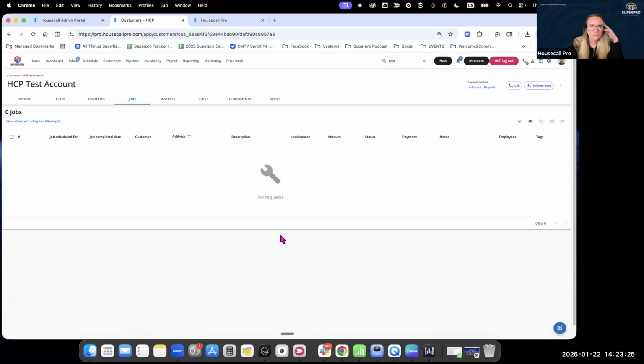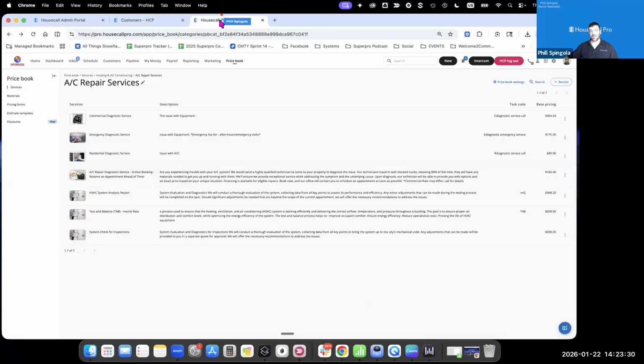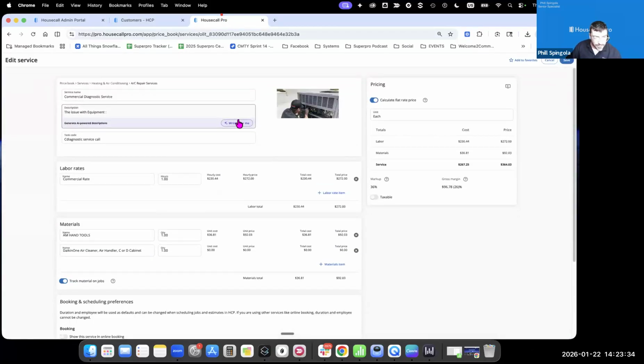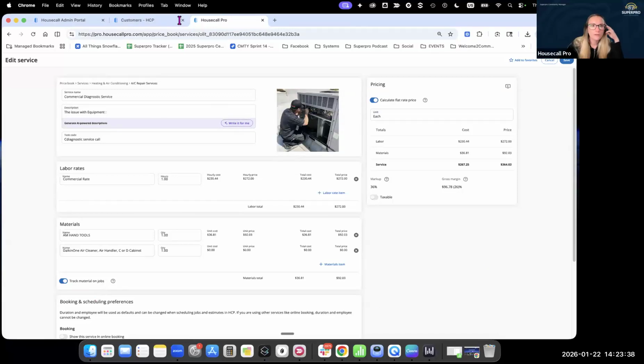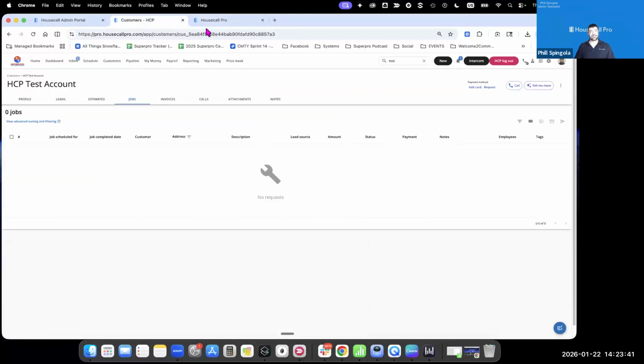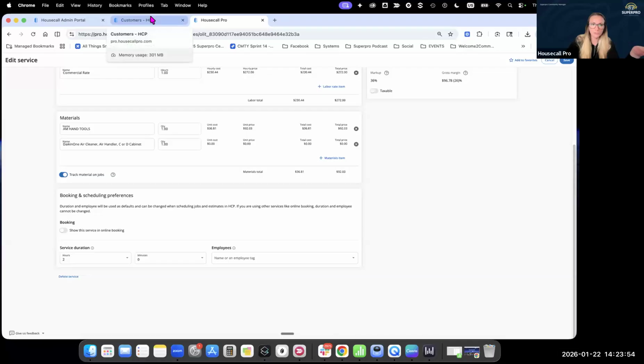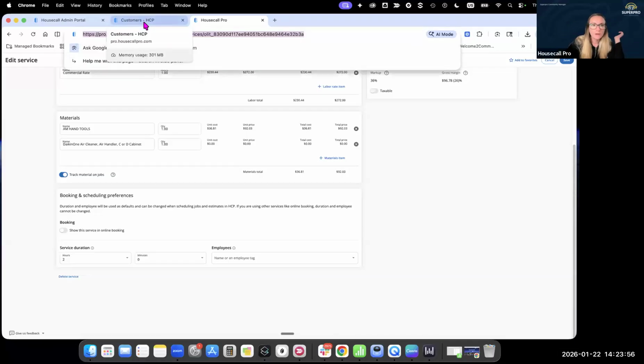Actually, before you do that, can we go back? Because I think it was in this tab. Yeah, let's go back to that one really quick. Okay, good. I just want to make sure we're tracking materials on jobs. That's a really big call out right there. That little toggle so that you can actually see the list of materials that are associated with that flat rate job. So it's not just one line item.